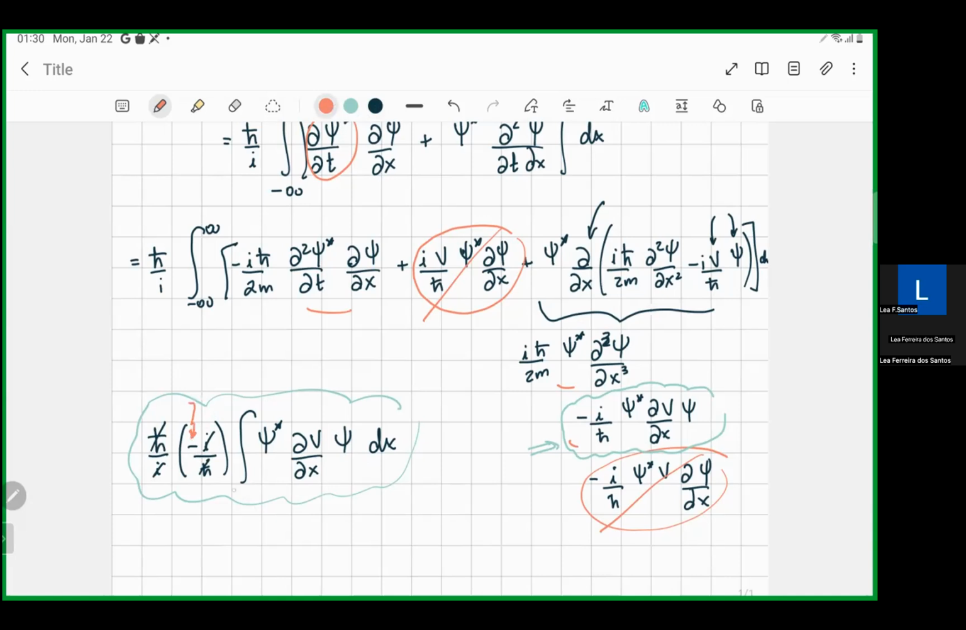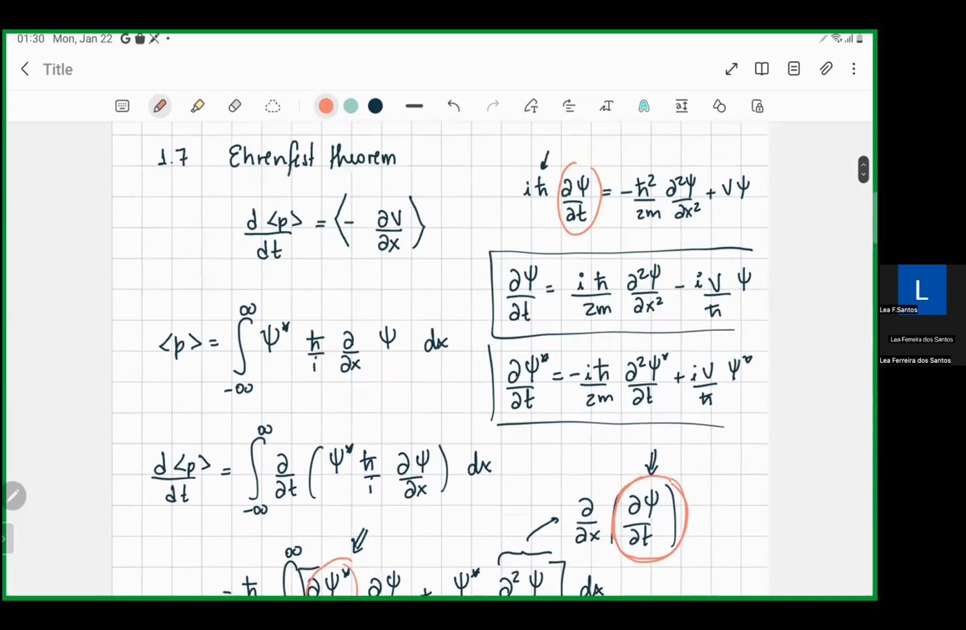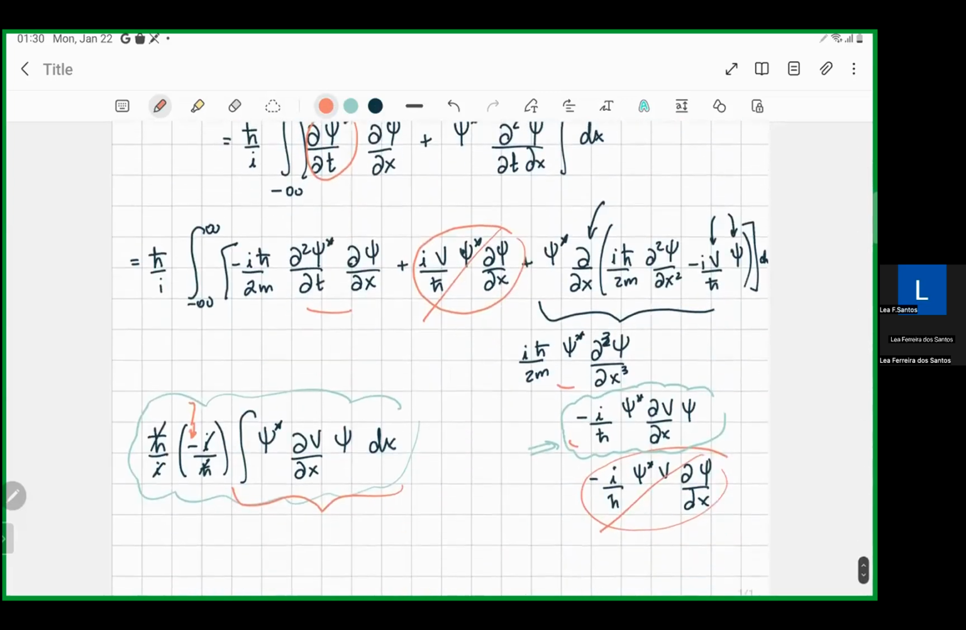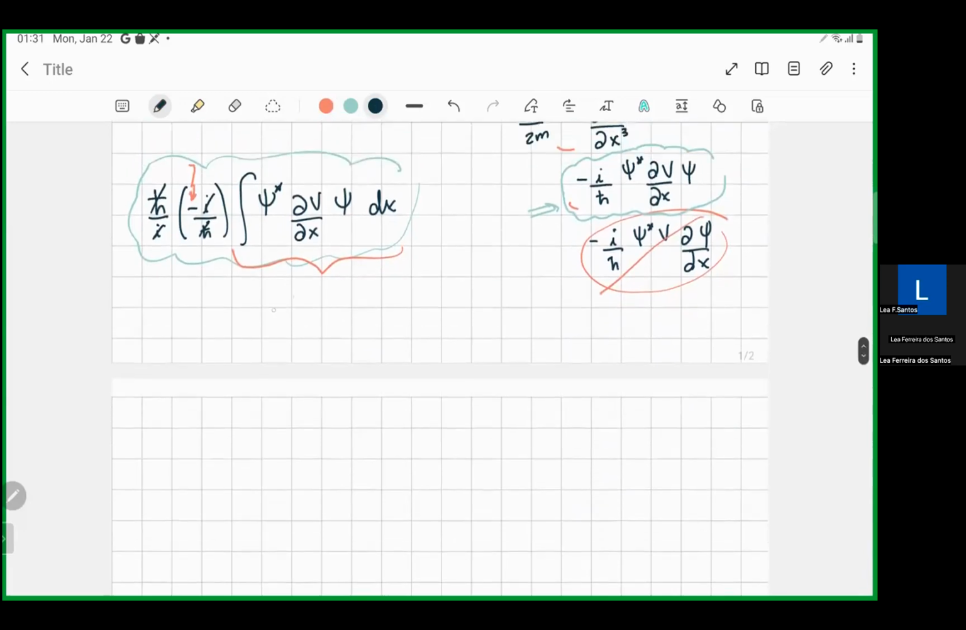And what is this term in the integral? It's the sandwich. It's the sandwich of the derivative of the potential, which is, let's come up here, what we wanted. Okay, so this term that I isolated here in blue is exactly what we need. This term is equal to the expectation value of minus the derivative of the potential in x. Okay, so this is what we want. We got it. It's there.